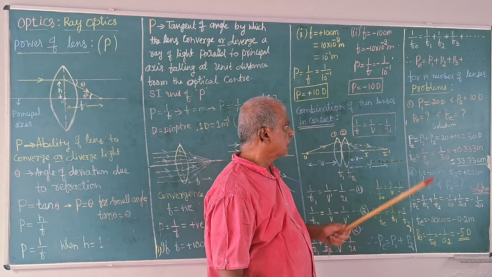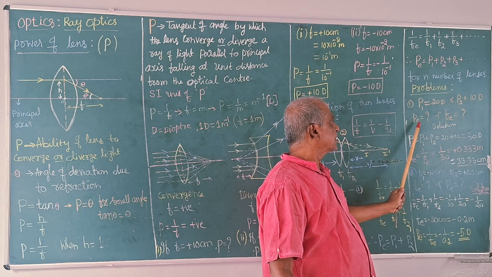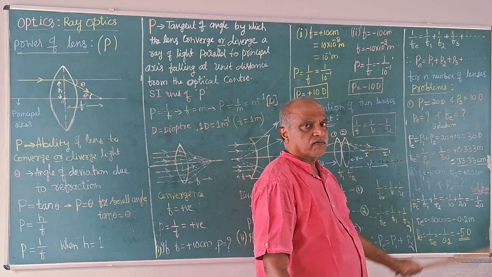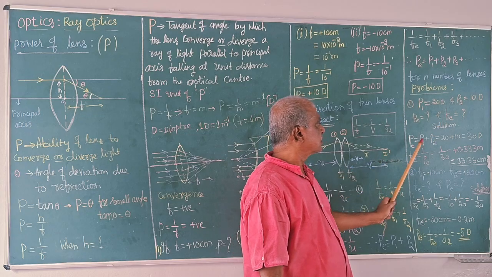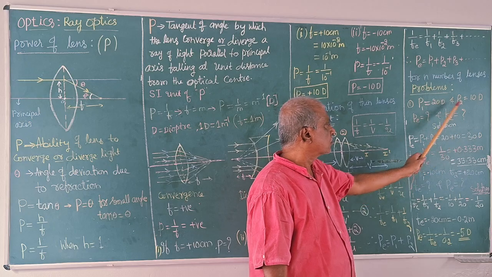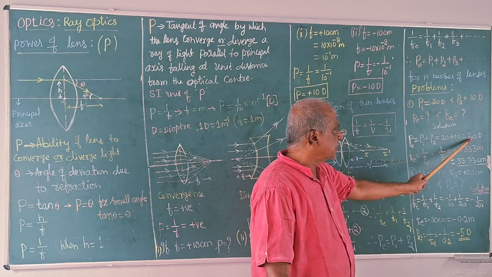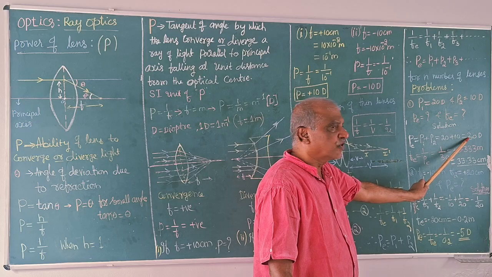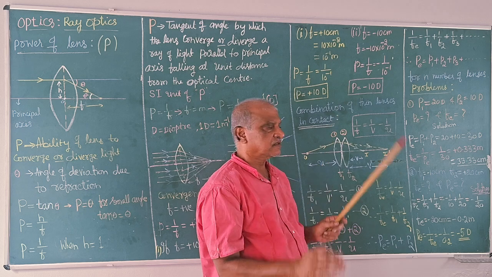So these are simple problems just to work out the power and f values for the effect of the combination. There are two lenses of power, this and this. We are asked to calculate the effective power and the effective focal length. So recall this equation: P is equal to this plus this. Adding the values, we get 30 D. Plus 30 D means the power is plus 30 diopter. So a plus means converging lens. Both of them are converging lenses, again further converging. More power increase, converging lens.